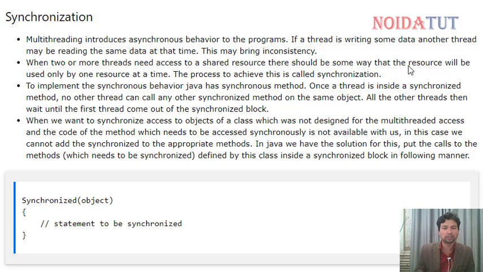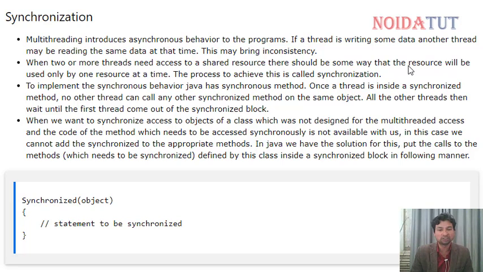Now talking about multithreading, multithreading introduces asynchronous behavior to the programs. If a thread is writing some data, another thread may be reading the same data at that point. This may bring inconsistency. When two or more threads need access to a shared resource, there should be some way that the resource will be used by only one thread at a time. The process to achieve this is called synchronization.